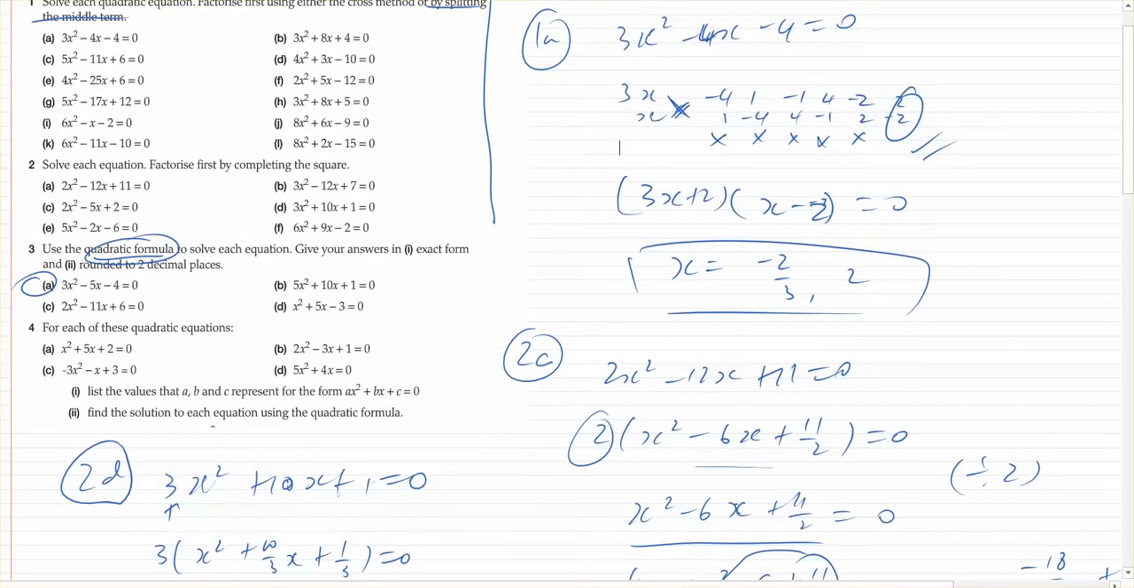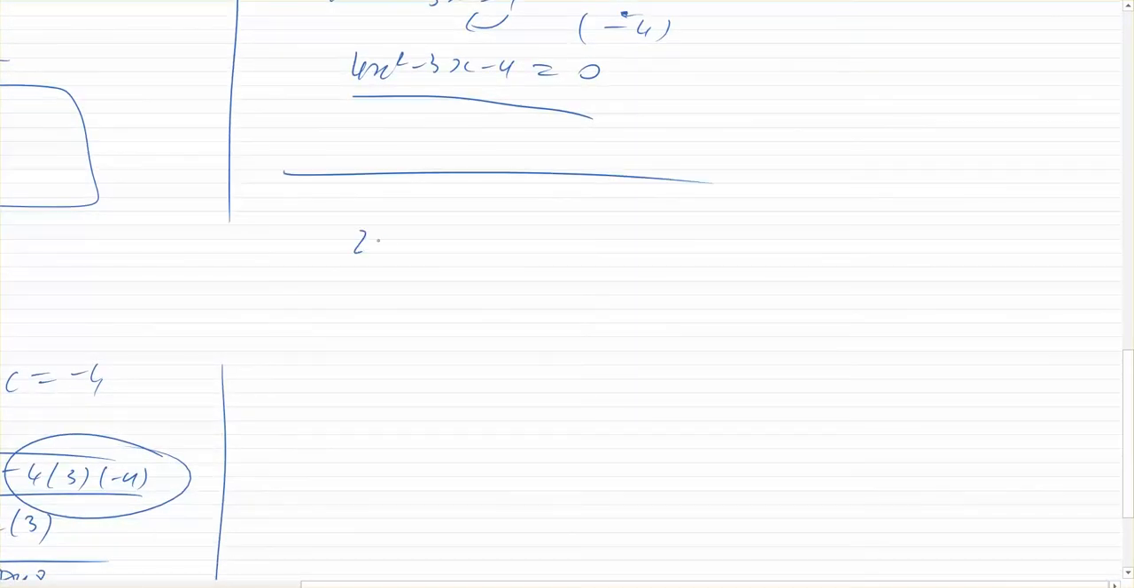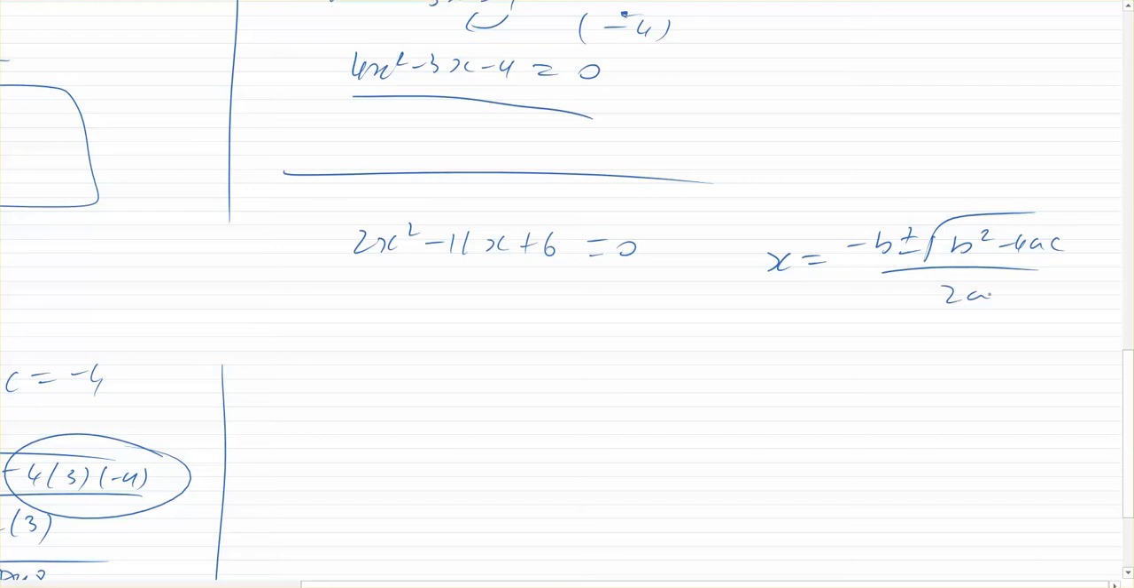2x squared minus 11x plus 6. We'll do 2x squared minus 11x plus 6 equals 0. So using the quadratic formula, I'll write the formula here again. The solution is minus b plus or minus the square root of b squared minus 4ac, over 2a. My a is the coefficient of the x squared term, 2. My b is the coefficient of the x term, -11. My c is the constant term, which is +6.